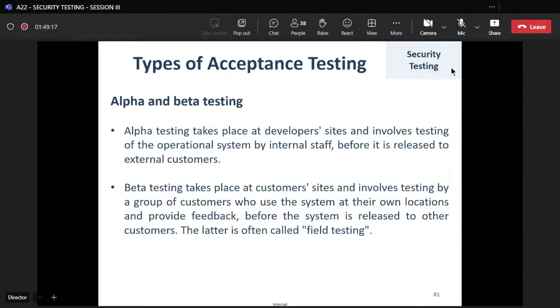entire organization. Often this is also called field testing. The beta testing, the site acceptance testing, the SAT, or the field testing. So basically the end users who are going to make use of the application or the program will be part of that particular testing activity.